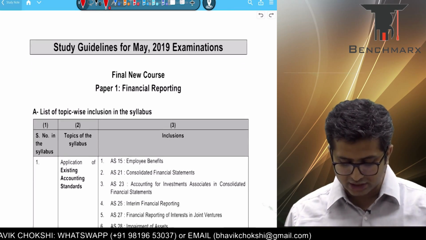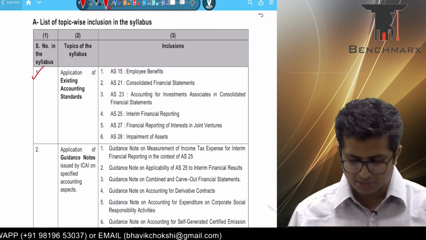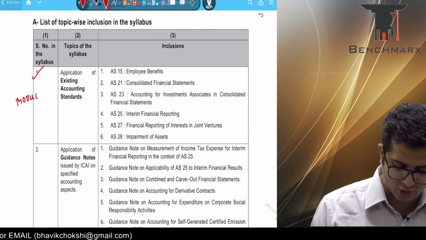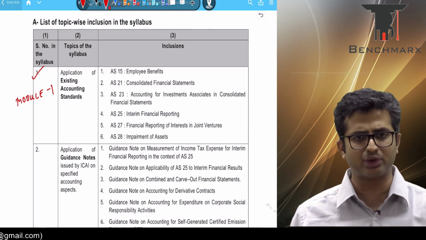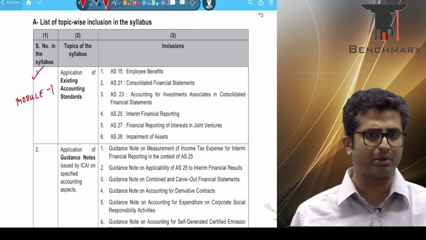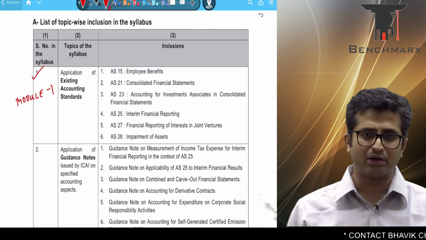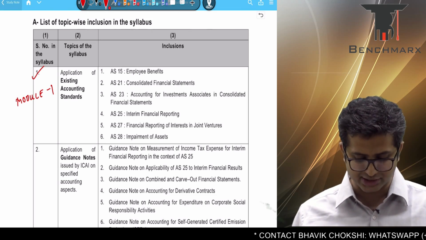If you look at the items which are applicable in the first part, point number 1 was always applicable. This was entirely Module 1 of your study material. All the 6 accounting standards which are applicable continue to remain applicable. There is no new accounting standard which is applicable, and there is no reduction in the 6 accounting standards. All of them continue to remain applicable as it is.